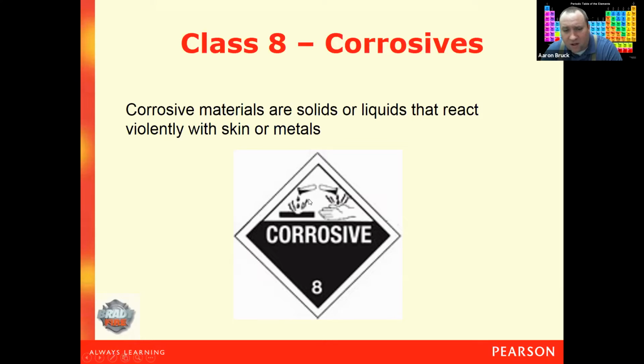The corrosion pictogram here, you can see that it's got two symbols in it. It's got a material that is reacting with a metal bar. It also has a material that is reacting with your hands. And that is a very common symbol for a corrosive material. So again, lock that one away in your brain. You will see it again in the global harmonized system.